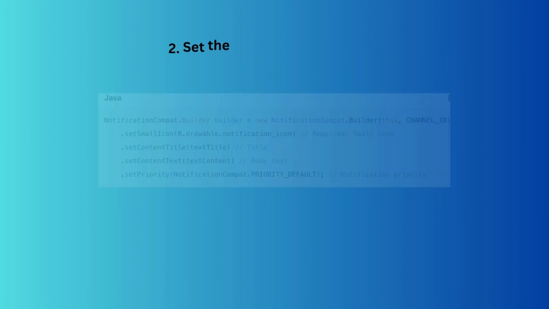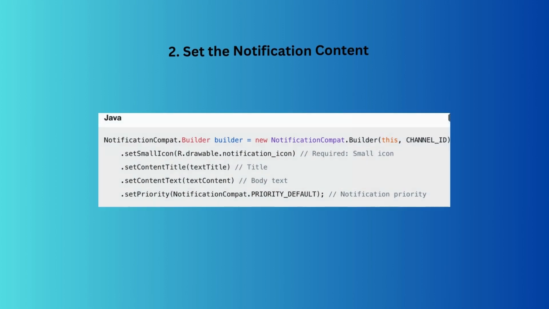Once it is done, the second step is to set the notification content. For that, we have to create the NotificationCompat.Builder object. Its constructor takes 2 parameters, the current context and then the channel ID. Then we have to set the icon, the title, text and the priority.